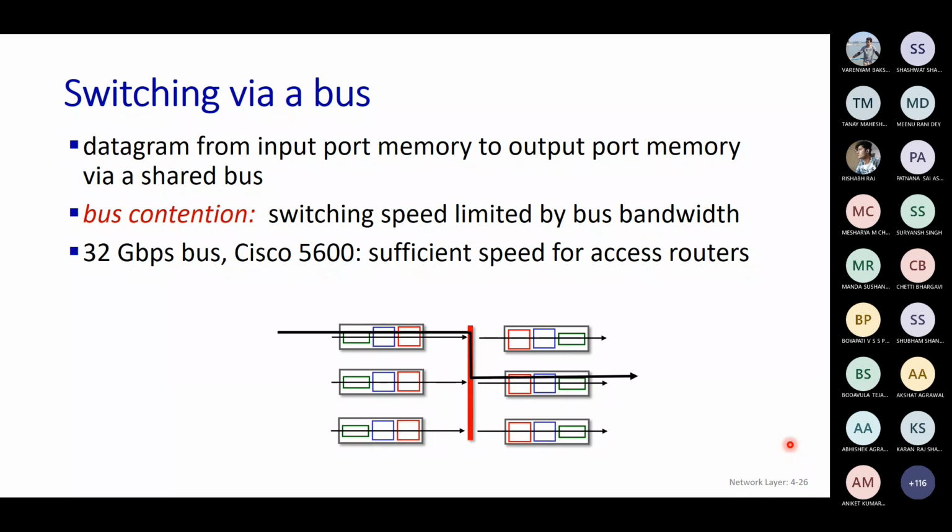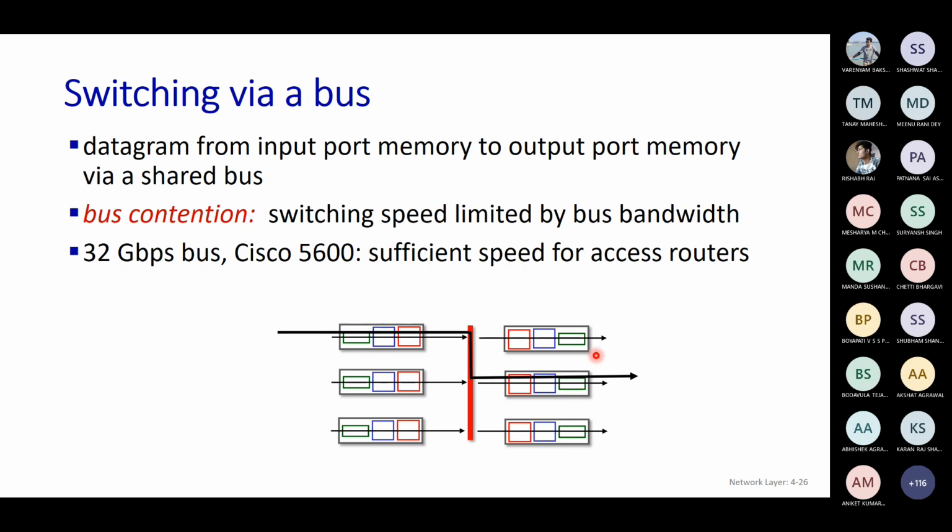Now we have the second generation, which is switching via a bus. Instead of having a memory in between, what was happening was that the packet was copied and then again transferred. So the number of accesses increased, and the delay correspondingly also increased. In order to overcome that, this shared bus concept was put into work. There is just one shared bus and all the data is transferred via this one.